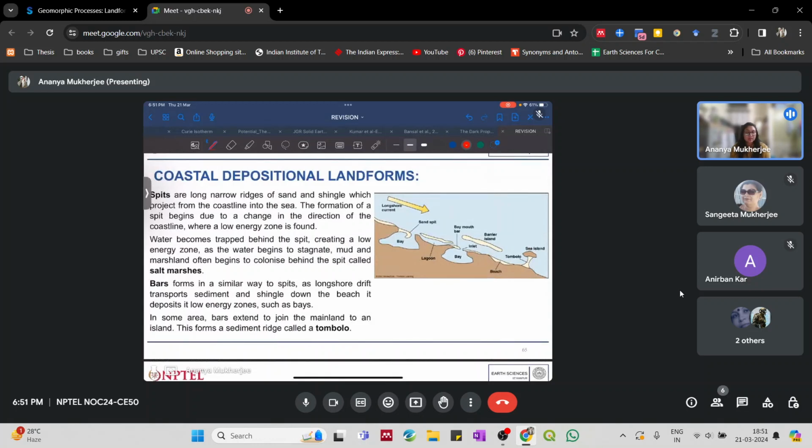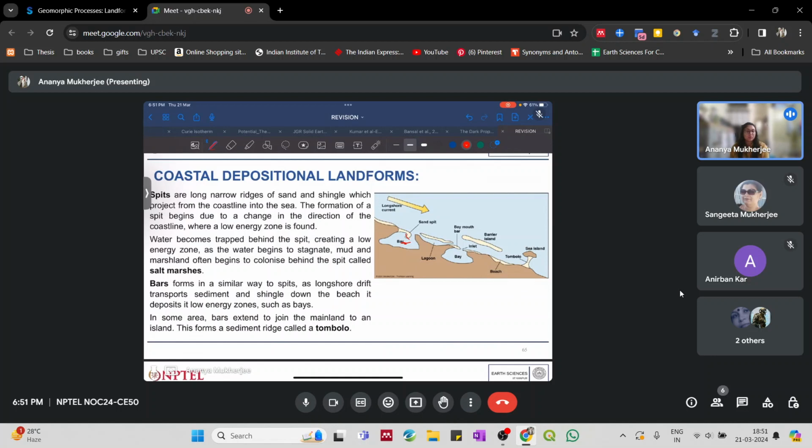Spits are formed as narrow, long ridges, and they separate the sea. If the spit elongates further, it can separate a part of the sea from the main sea, so you can have bays that are created because of that. So spits can create bays, and sometimes the water trapped behind the spit can create salt marshes.